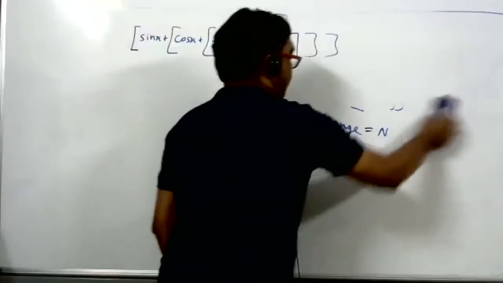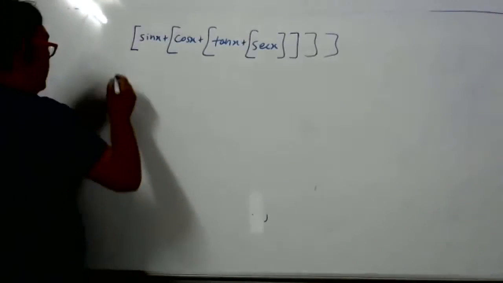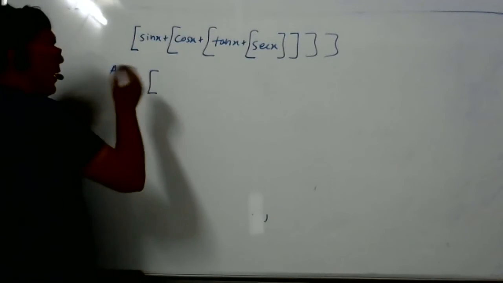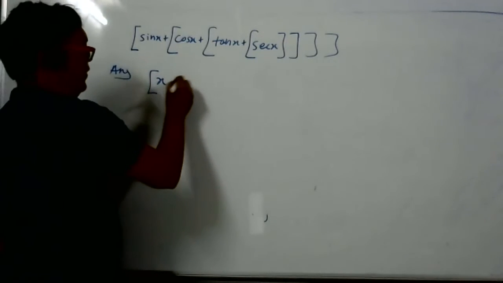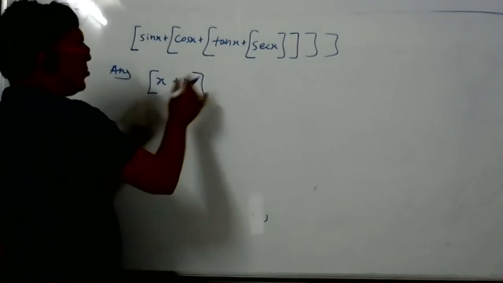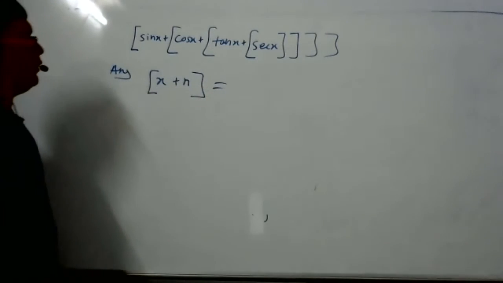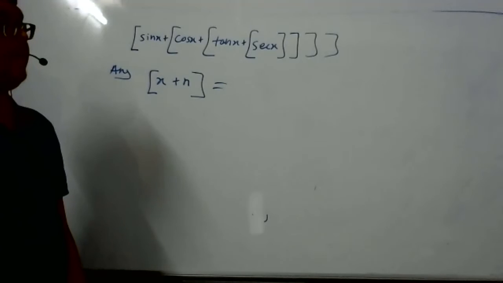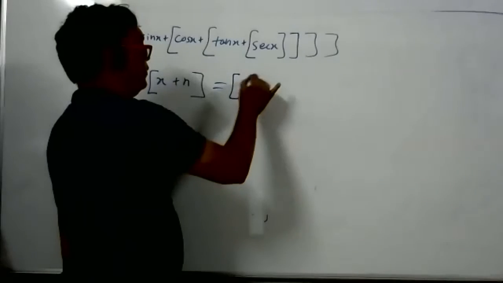How to do this type of sum? Student, do you know the property of greatest integer function? One property I gave you. The property is greatest integer function of x plus n. How much is it? See the property, you have to learn the property. Greatest integer function of x plus n, where n is an integer, n will go out of the function.